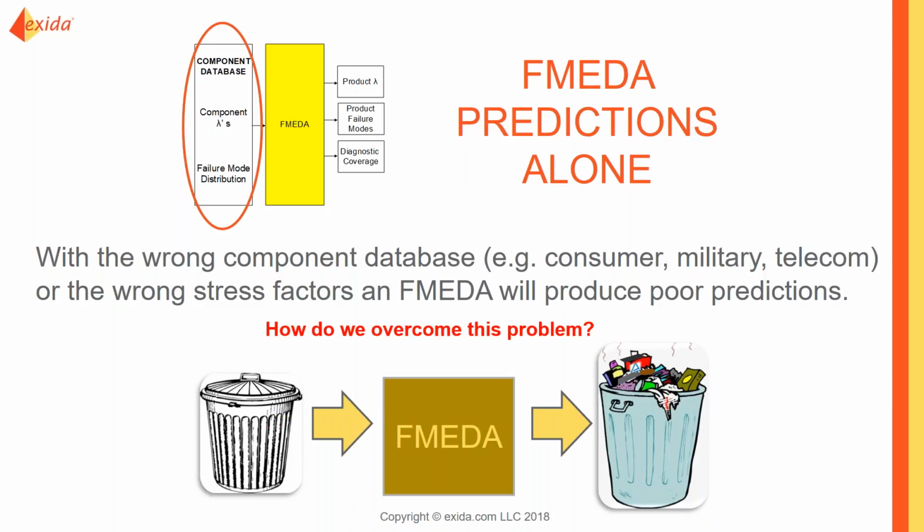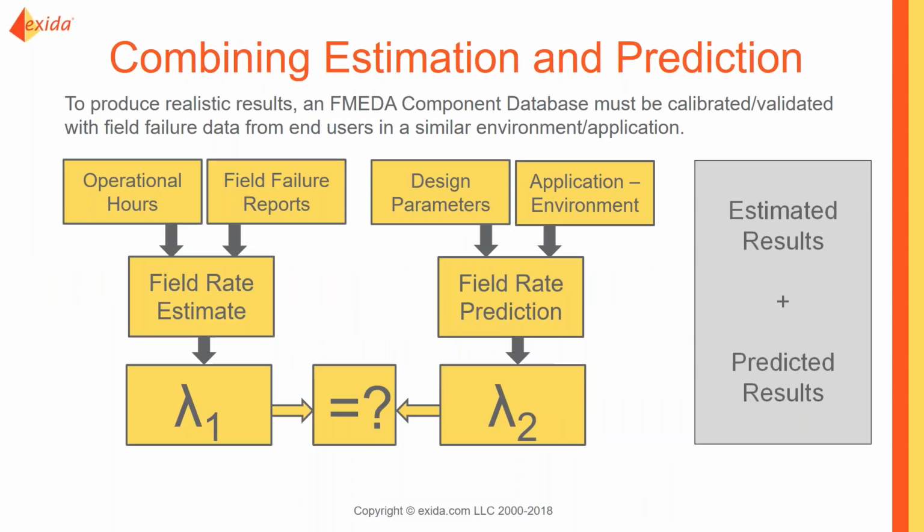All right. So how do we overcome this problem? This was something that came up, and that's why this whole idea of calibrating an FMEDA came about. When you have a good FMEDA, here's what should really be happening to get the database where it needs to be: you have to produce realistic results. So how do you do that with an FMEDA component database? Well, you always need to calibrate it, and validate it with actual data from end users dealing in your same environment and your same application.